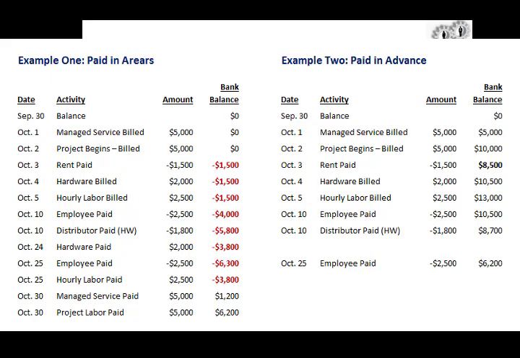And then you bill for the hourly labor. That's $2,500. So now you have $13,000 in the bank. You do your first employee payroll, and it's $2,500. So now you got $10,500 in the bank. You pay your distributor for the hardware, $1,800. So now you've got $8,700 in the bank. Your second employee payroll comes along. That's $2,500. So you got $6,200 in the bank.